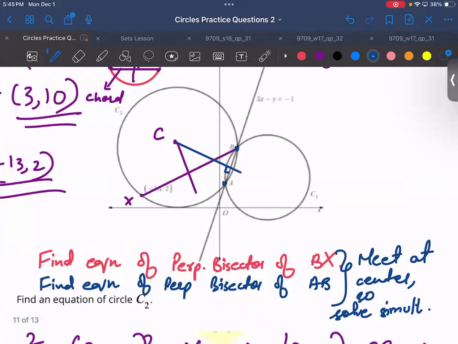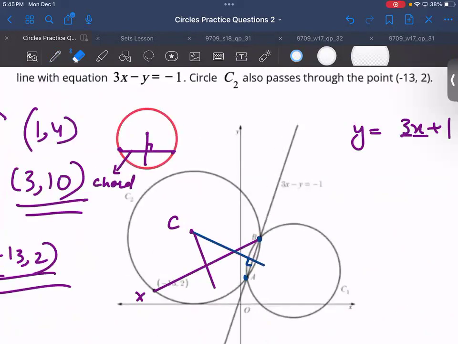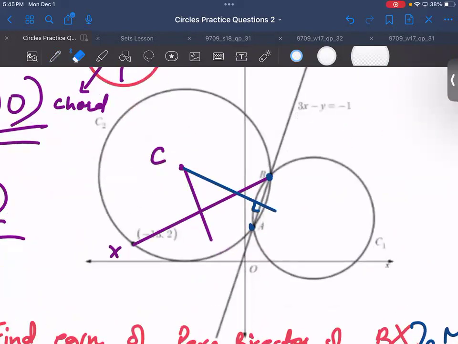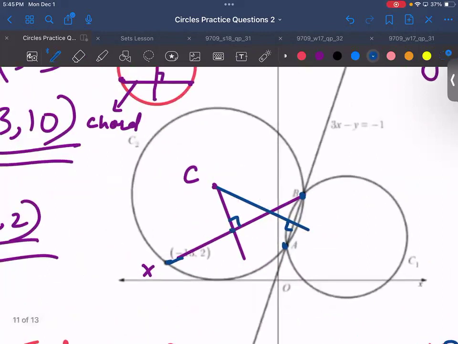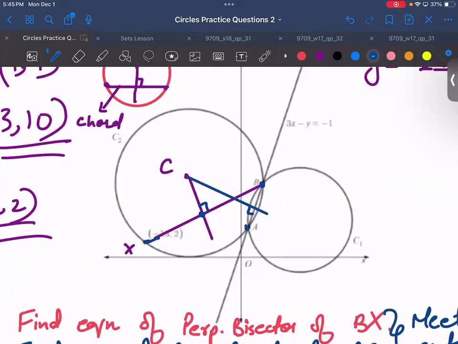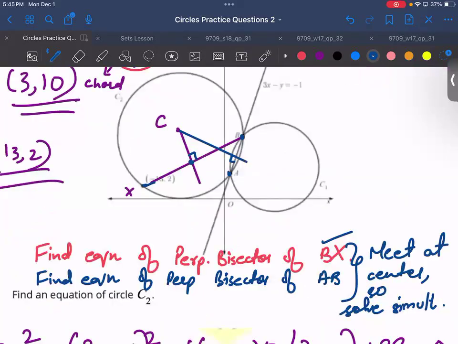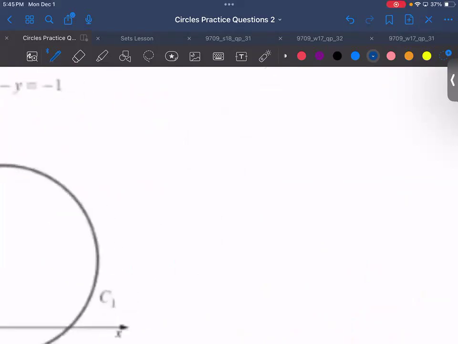Look, this basically passes through the center, right? So can we find the gradient of BX? Yes. Once we have the gradient of BX, we'll have the gradient of the perpendicular line. We can find the midpoint over here of BX. And then once we have the point and the gradient of this perpendicular line, we can make the equation of this line, which is the perpendicular bisector of BX. Same thing we'll do with AB. And then once we solve them simultaneously, look over here, beta.